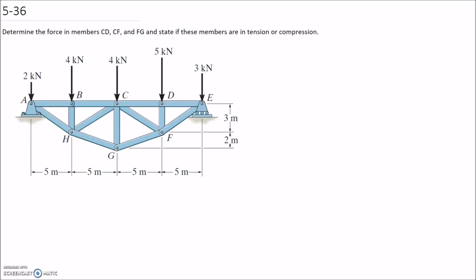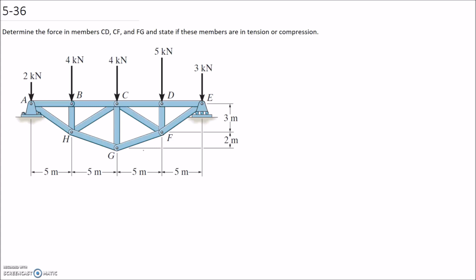So we're asked to determine the force in members CD, CF, and FG, and state if these members are in tension or compression. Since we're only asked for 3 specific members, and they're all located near each other, the most appropriate solution method is probably going to be method of sections. This is because we can just take one cut through this part of the structure and solve directly for all 3 of those forces that we're interested in.